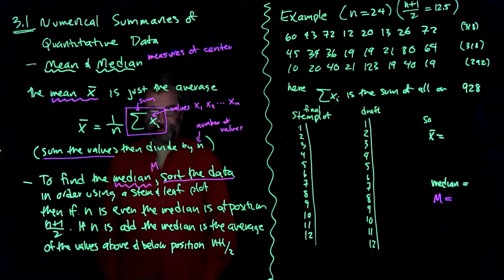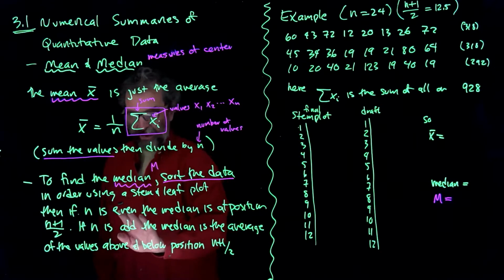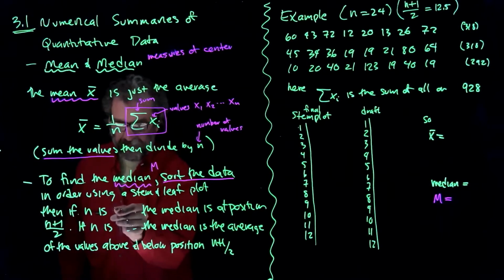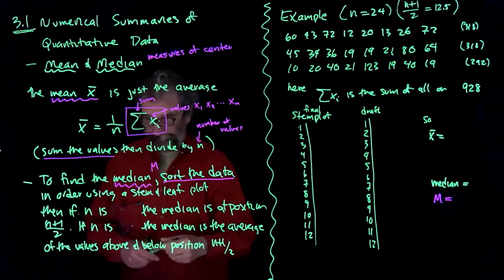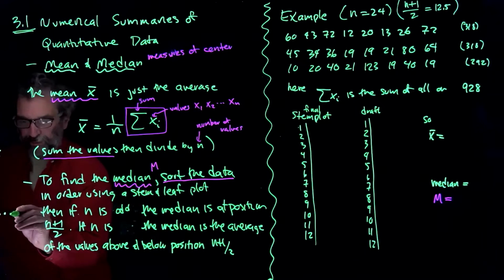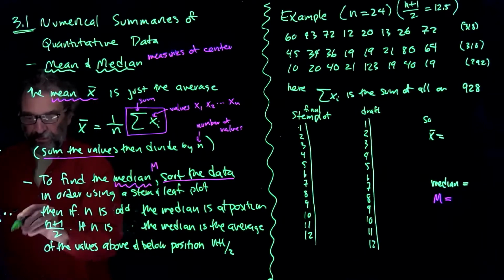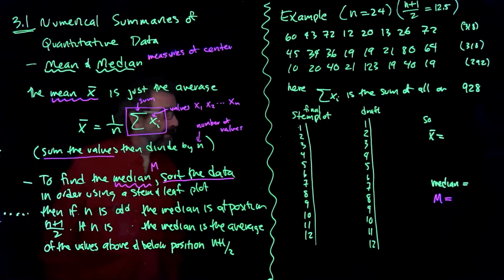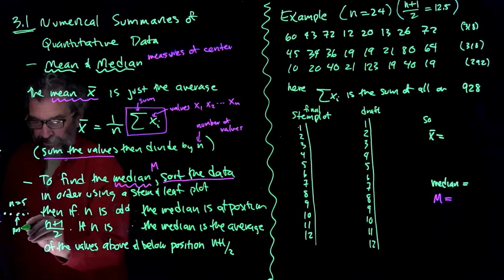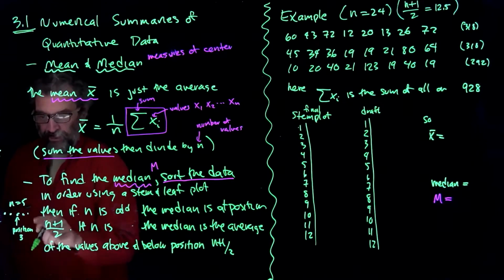If n is odd, the deal is like this. I'm thinking of the values spread out like this: 1, 2, 3, 4, 5. If n is 5, say, and you've got the data sorted in order, the center one is at position 3, which is 5 plus 1 over 2.